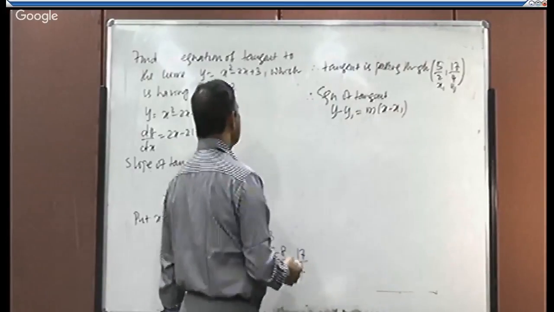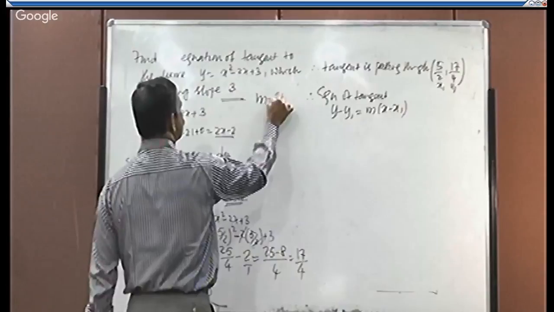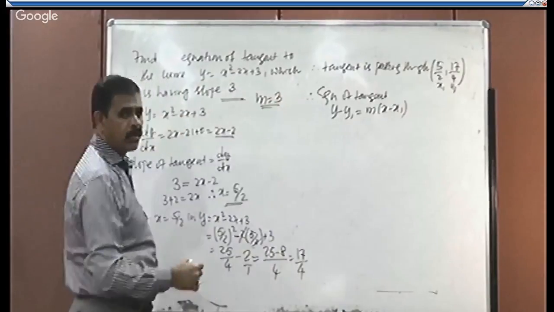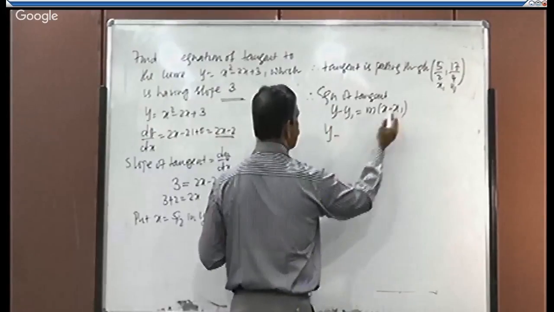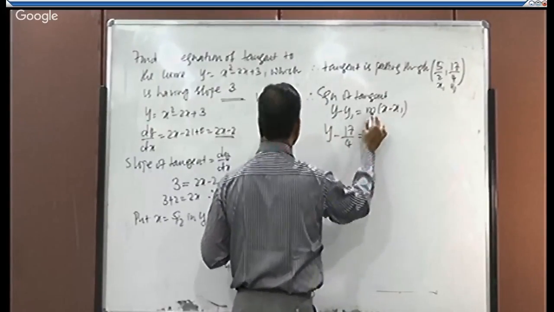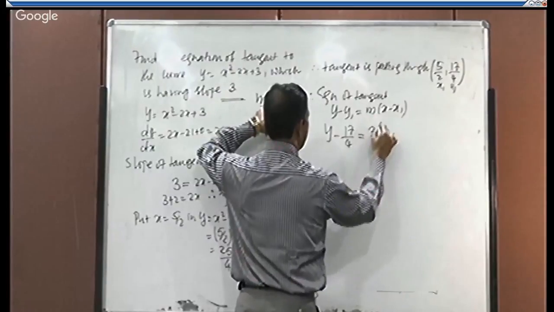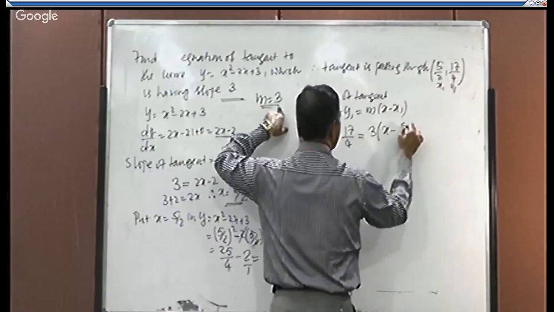M is given. What is m? M is the slope. Slope is equal to 3. It is given in the question itself. Y minus y1, what is y1? Y1 is equal to 17 by 4, m is equal to 3, into x minus x1. X1 is what? 5 divided by 2.